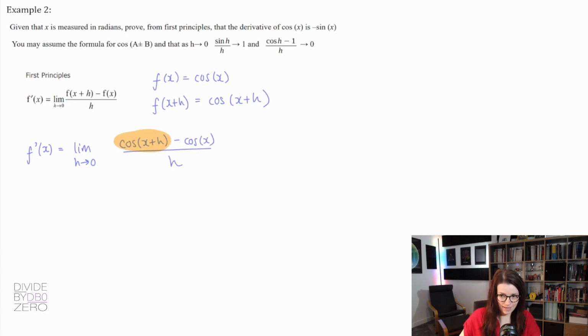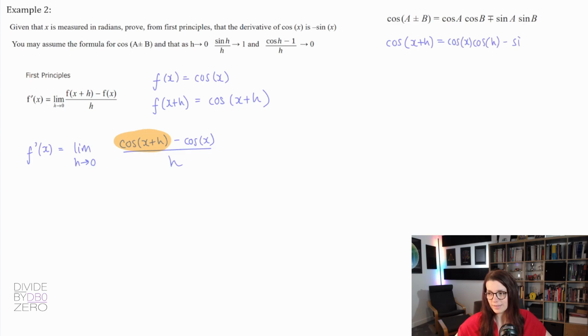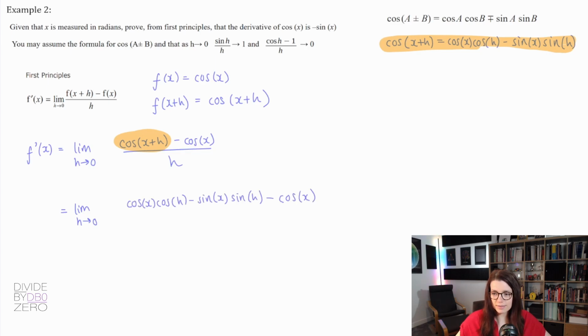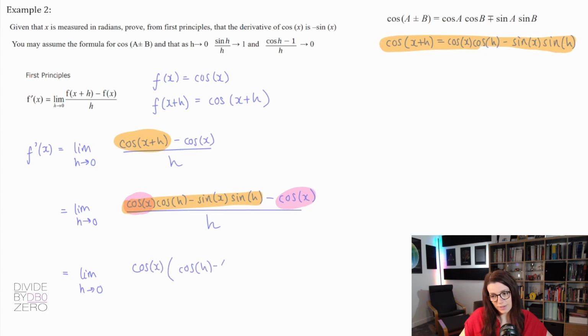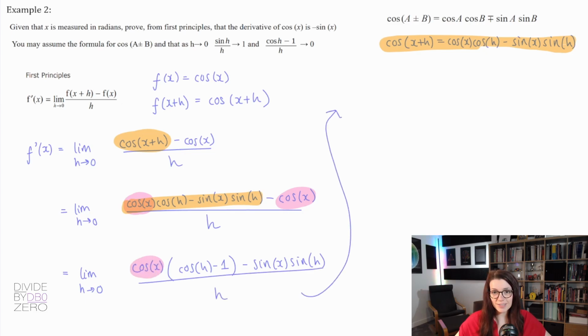We can take this and replace it with what will come out of the addition formula for cos, which is here in your formula book. So cos of x plus h is cos x cos h minus sine x sine h. I'm going to take this whole thing and sub it in. So the next line will be the limit as h tends towards 0 of that whole thing minus cos x all over h. The next step is very similar to the other proof. You just need to factor out the cos x this time. If we factor out cos x here, we're going to get cos h minus 1, minus sine x sine h, all over h. And then we're going to split this up into two separate terms again.